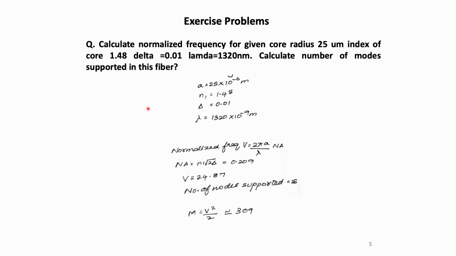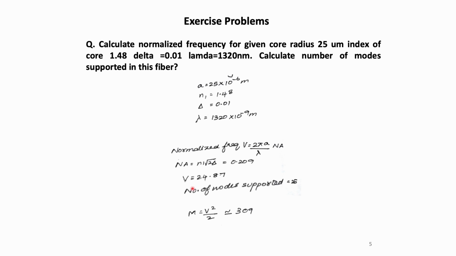The n value they have given is 1.48 and the delta value is 0.01. If we know the value of n1 and delta, we can easily calculate the numerical aperture, that is n1 into square root of 2 delta. If you substitute the values, we get 0.209. The other parameters they have already given: the a value and the lambda value. Once we find the value of NA, we can directly find the normalized frequency.